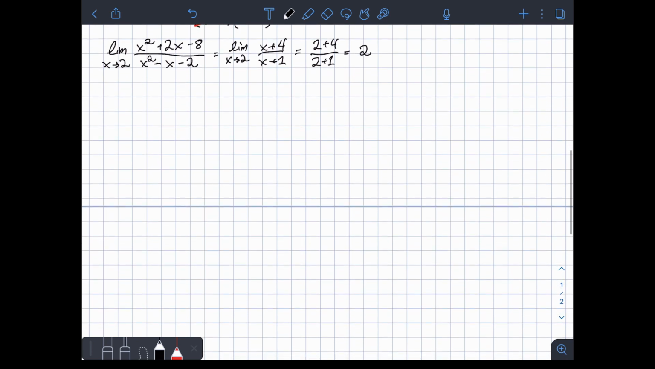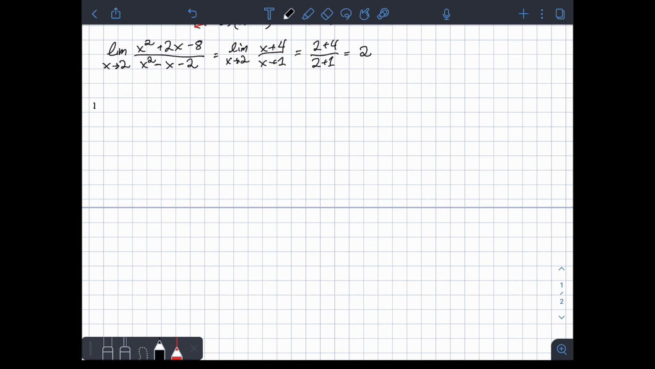Here's another technique that comes up. If you have a function of this form, so if you have the limit as x approaches 4 of the square root of x plus 5 minus 3 all over x minus 4. You plug in 4, direct substitution, you get square root of 9 minus 3, which is 0 over 0. Can't do it that way.